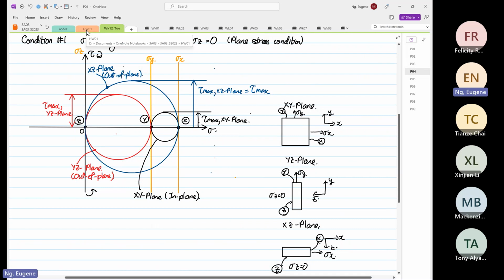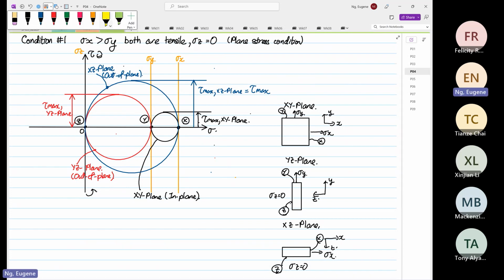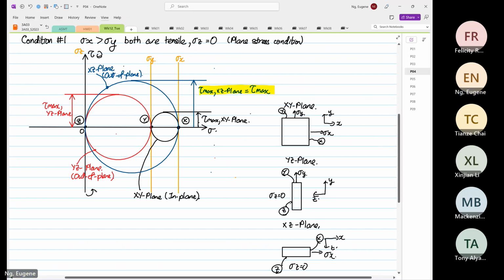As you can see, the maximum shear stress occurs at the XZ plane. And the XZ plane is what? Out of plane. There's always a misconception that the in plane will always have the highest shear stress. Not true at all. It depends on the stress state condition, right?